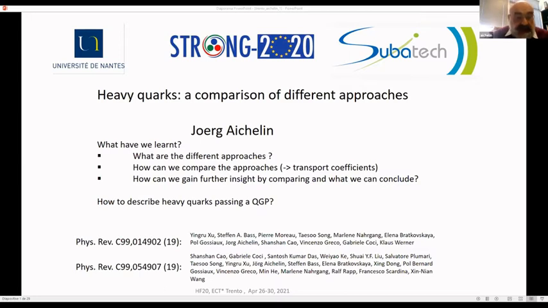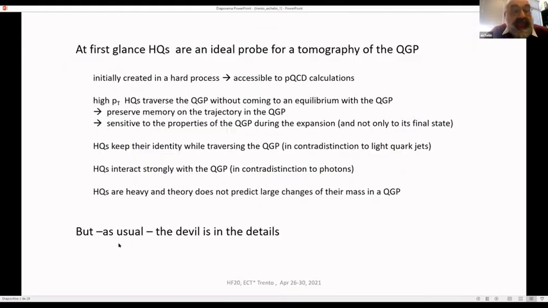Now, at the end of the day, we would like to understand the passage of the heavy quarks in the plasma, but I think we are not so far yet. From the first glance that we heard already, the heavy quarks are an ideal probe for tomography of the quark-gluon plasma. They are initially created in hard processes and accessible, therefore, for pQCD calculations.